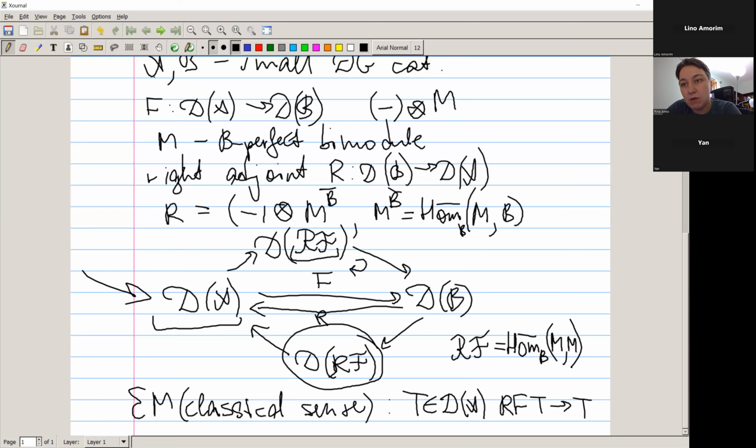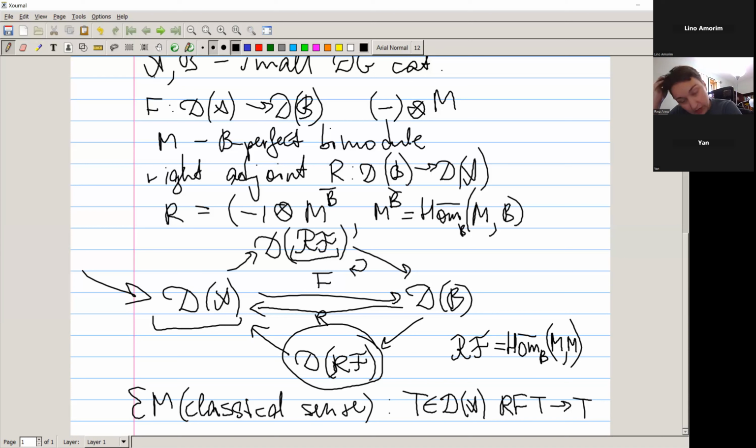So it's a DG category. It is a DG category, and it is a fully faithful subcategory in D of B.